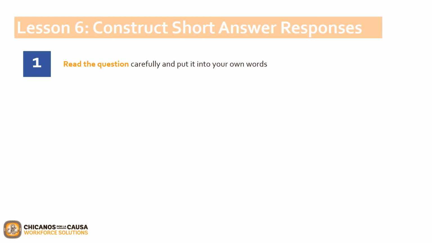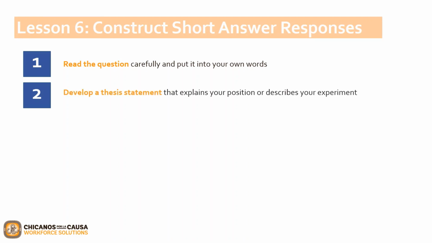Step 2. Develop a thesis statement that explains your position or describes your experiment. This step is pivotal in ensuring that your audience comprehends your point of view or position, in addition to providing a precise description of your experiment. While context information is great to help readers understand your stance, it is just as important to keep your message short, sweet, and to the point.